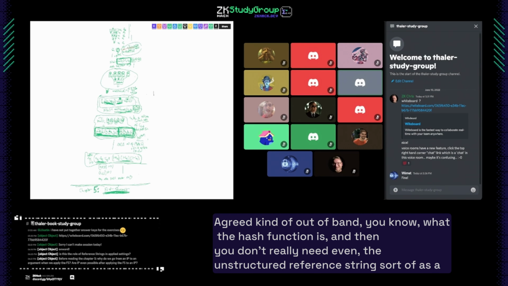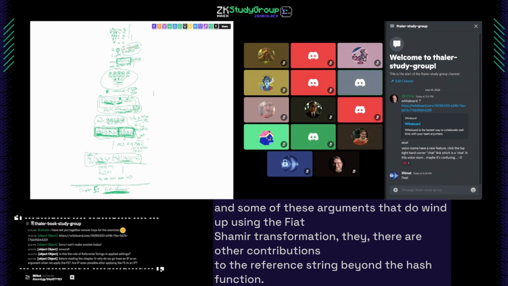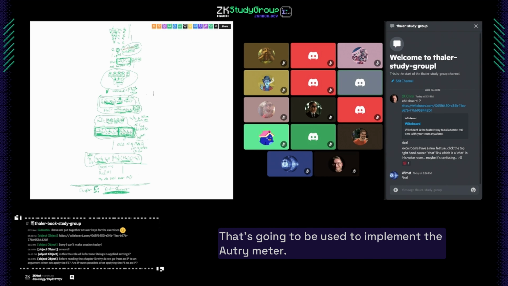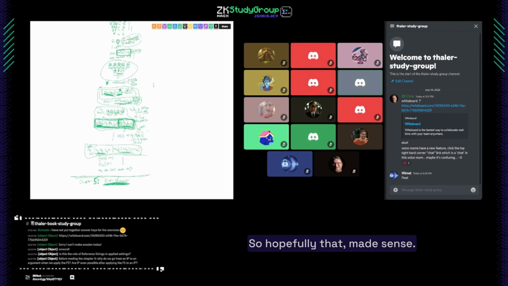And then you don't really need even the unstructured reference string as a practical matter; the decision to use SHA-3 acts as the unstructured reference string right there. So hopefully that answer makes sense. In some of these arguments that do use the Fiat-Shamir transformation, there are other contributions to the reference string beyond the hash function. But the only information you need for the Fiat-Shamir part of the protocol alone is that they have to agree on a cryptographic hash function. Okay, so hopefully that made sense.